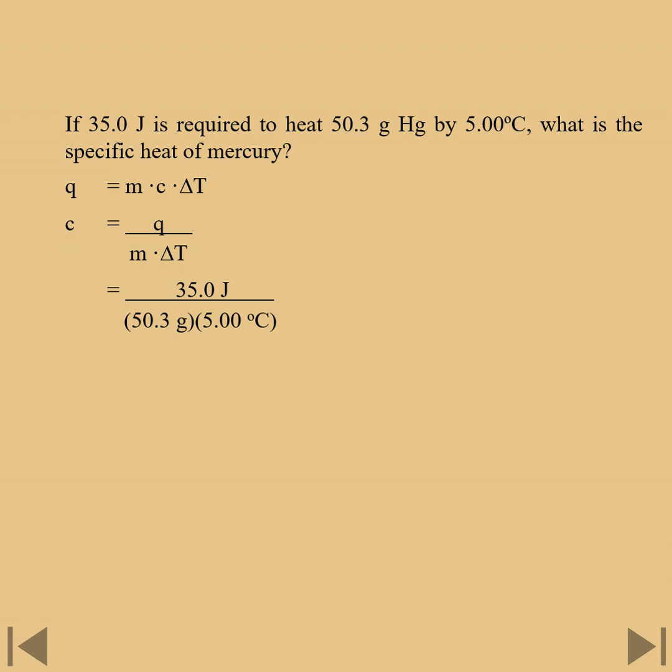Let's go ahead and bring out the heat, the 35 joules. The mass, the 50.3 grams. The change in temperature, 5 degrees C. And do note the units that it gives us. Joules per gram degrees C. Just what we would expect and need for specific heat.